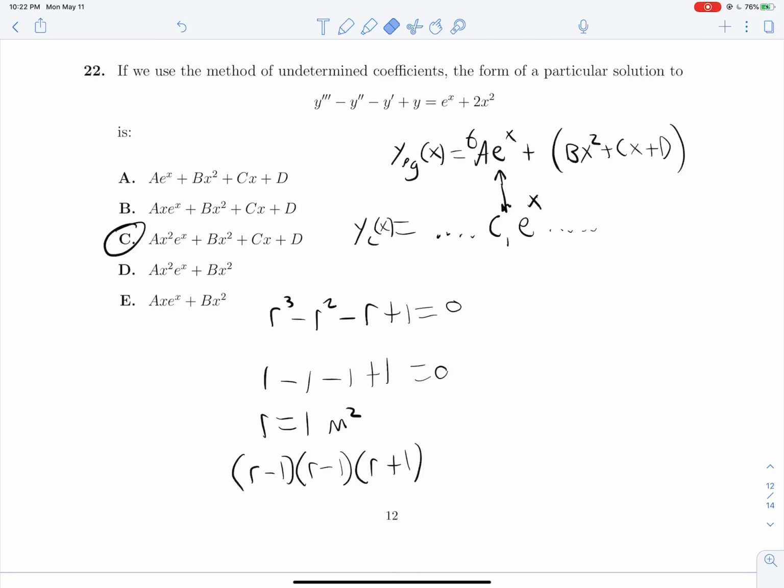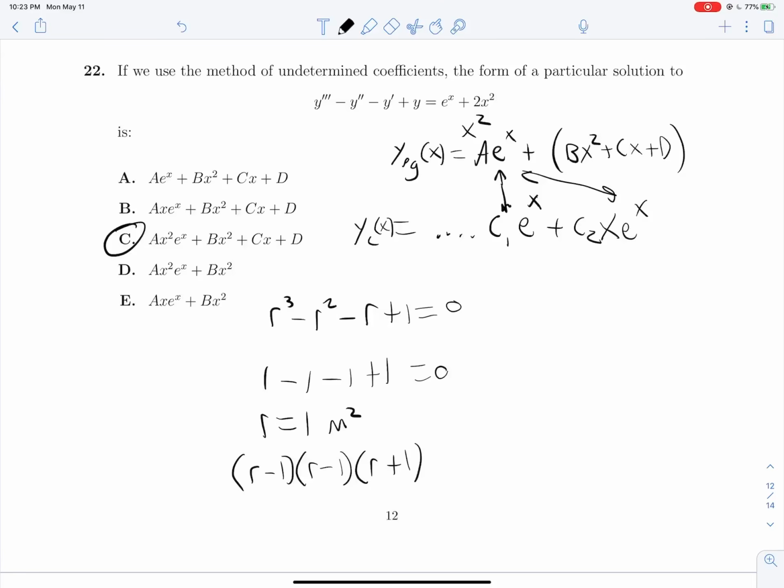Unless I'm missing something major, you have to factor this thing in order to figure out that r equals 1 has a multiplicity of 2, because when it has a multiplicity of 2, we won't just get a c1 e to the x term, we will get a c2 x e to the x term additionally. So multiplying this thing by x won't actually fix the problem. That'll just give us a new thing that we're overlapping with, so we need to multiply by x squared.